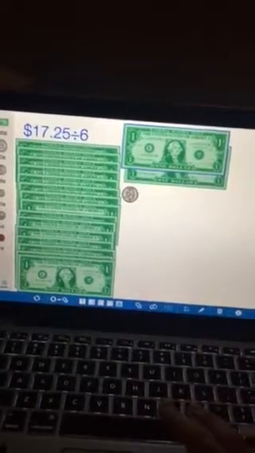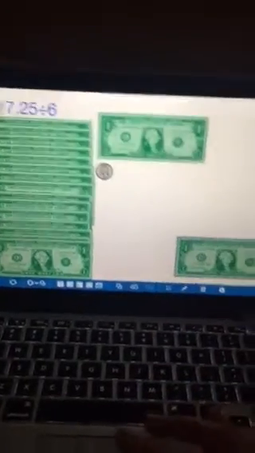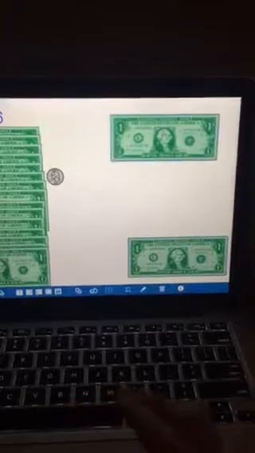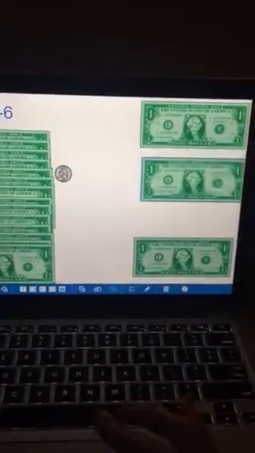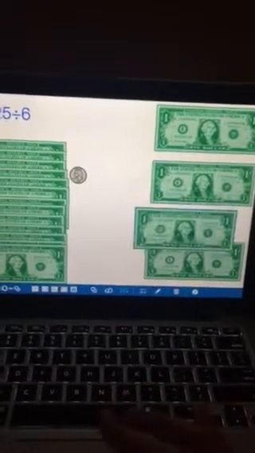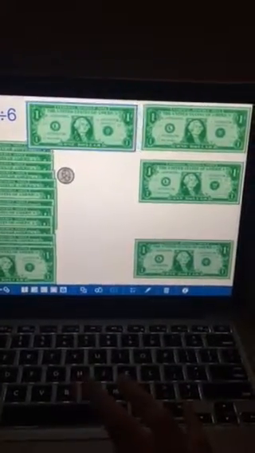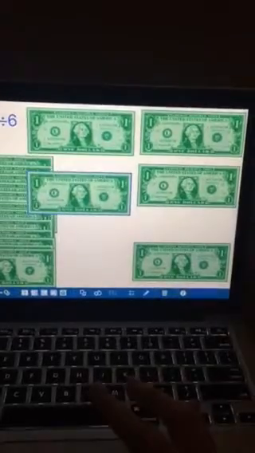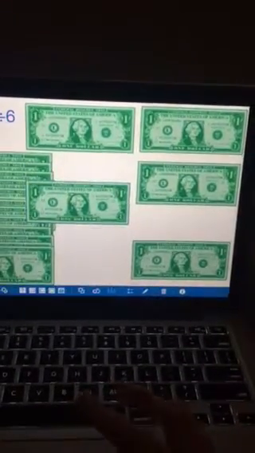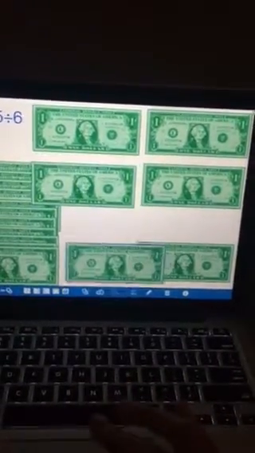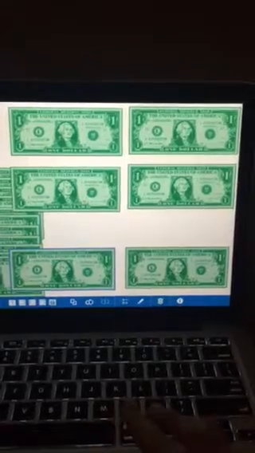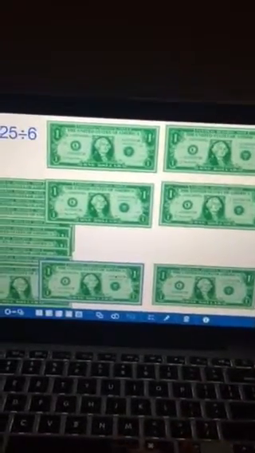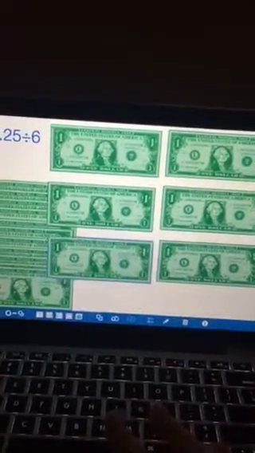So I have $17. So this is going to be considered my group 1. This is another group. And this is another group. This is another group. This is another group. And my last group. So now I have established my 6 groups. So 1, 2, 3, 4, 5, 6. I'm going to move these up.